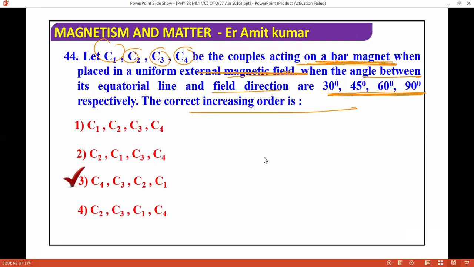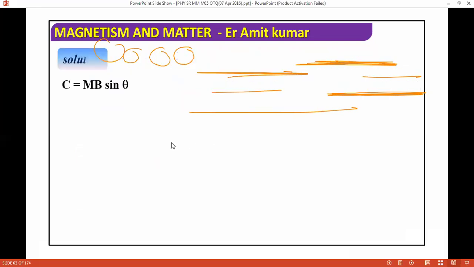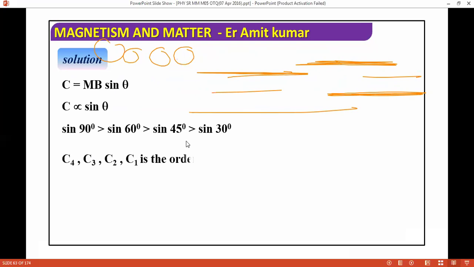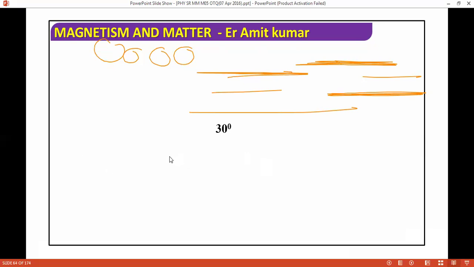If you see here what I'm saying, couple is basically M cross B, which is torque. Torque is the couple here. So C is proportional to sin theta. If theta is more, the couple will be more. If theta is less, the couple will be less. I'm using this concept to solve this question, and you can also solve such questions in the same manner. Next question, we are moving ahead.